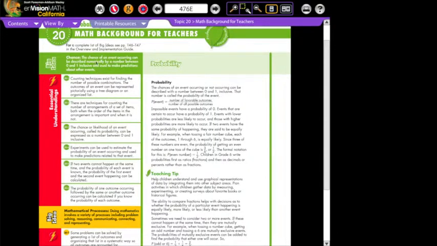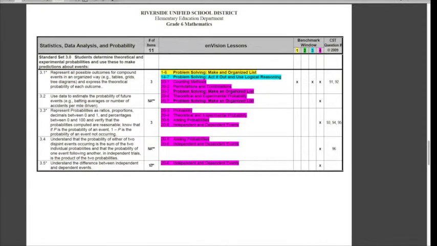Again, if you look at the big idea, you'll hear the same language of we are looking at an event and describing it numerically. And another one of the standards is making predictions. And that's where I should have noted that standard 3.2 is actually predicting using the ratio.